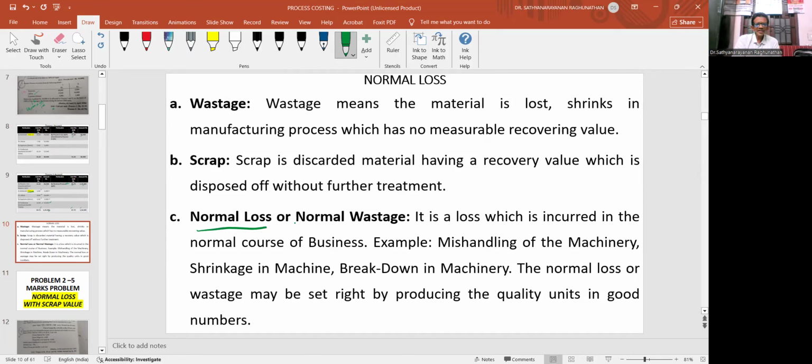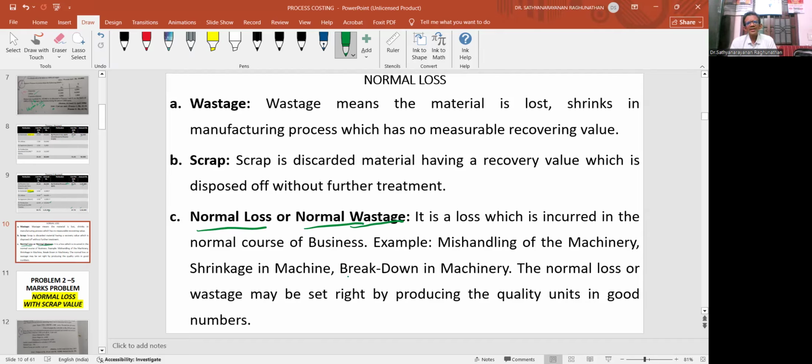The other name of the loss is wastage. Normal loss or normal wastage are one and the same. Normal wastage is the theoretical terminology. While you are doing the accounting problem, in the credit side, rather than entering by normal wastage account, you can enter it as by normal loss account. Wastage, loss, both are one and the same.